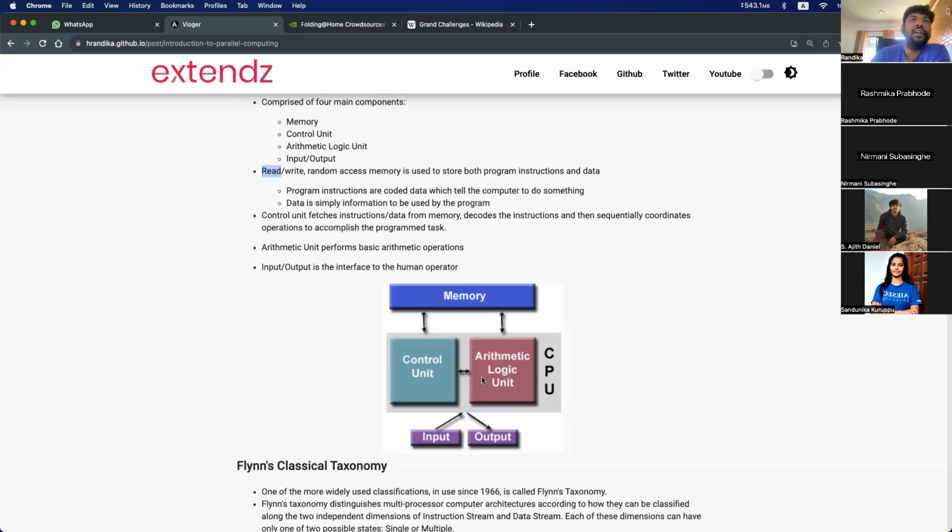Okay. So programs and instructions are coded, and data tells computers to do something. The instructions say add, and the arithmetic logic unit adds. If it is a divide, it's a divide. All those things come in the instruction set.